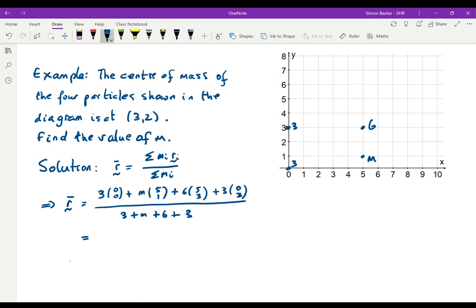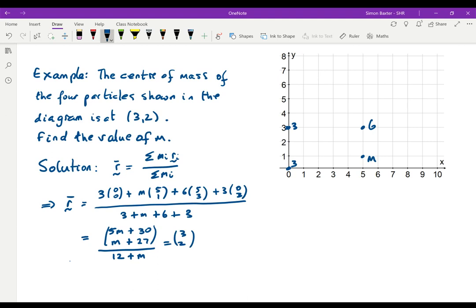Well, that gives us the top line of the vector is 5m plus 6 times 5 is 30. The bottom line of the vector is m plus 6 times 3 is 18, plus 3 times 3 is 9. Add them together, you get 27. Divided by 3 plus m plus 6 plus 3, which is 12 plus m. This has to be equal to 3, 2.